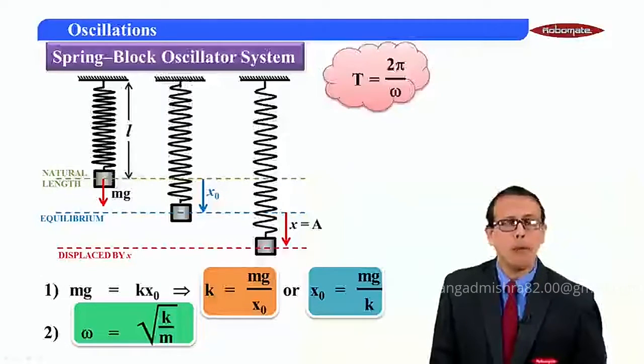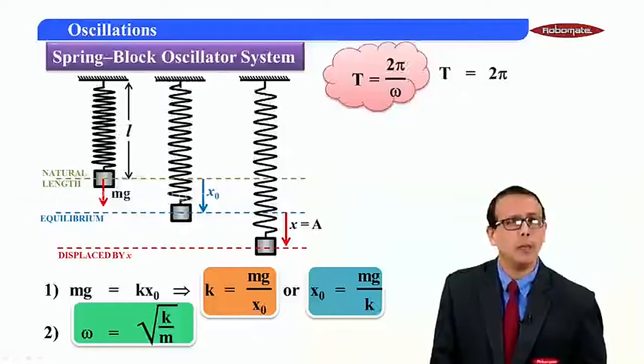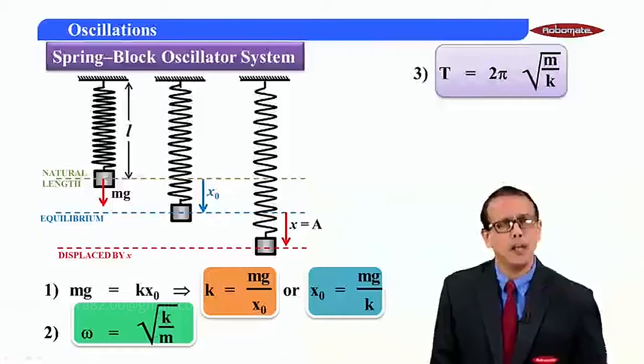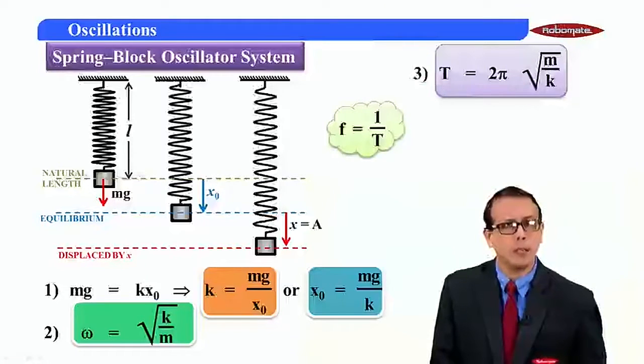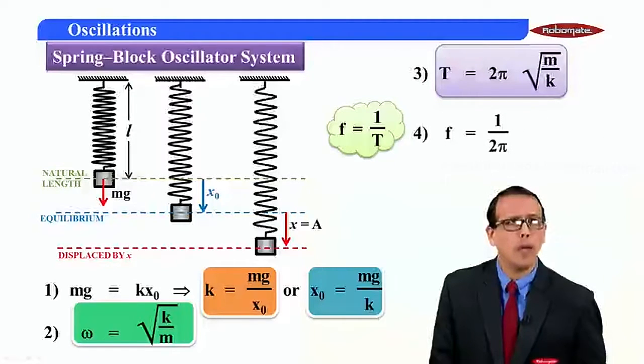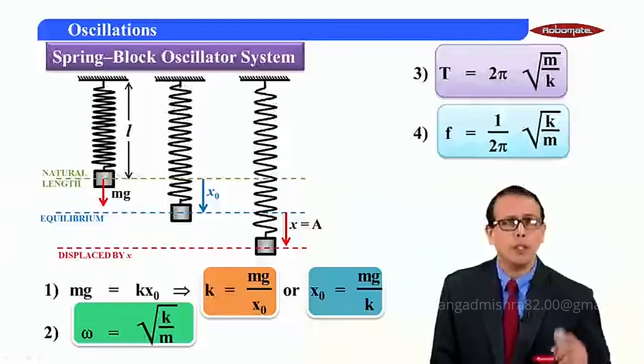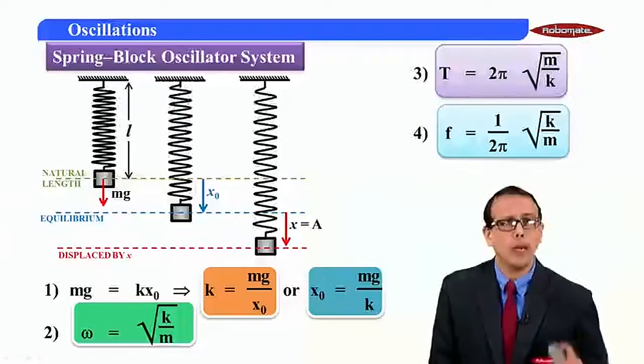Students, time period of vibration, therefore T is equal to 2 pi by omega. If I substitute it here, this becomes T is equal to 2 pi root of m upon k. Students, this also we have seen in the earlier modules. As frequency is the reciprocal of time period, therefore f is equal to 1 upon 2 pi root of k by m. Students, in these formulas, the first formula is valid for vertical vibrations. Second, third and fourth are valid for both horizontal as well as vertical vibrations.